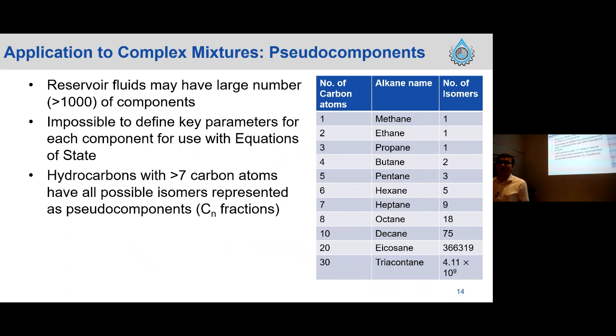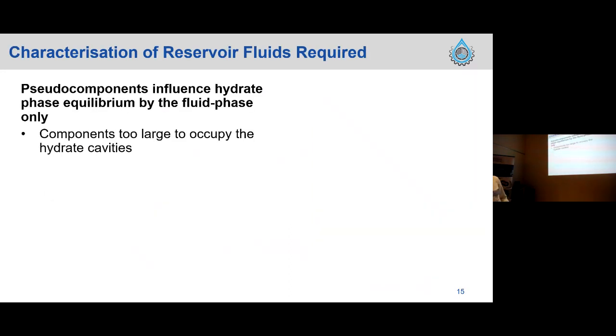And so why do we care about these components? How is this relevant to hydrate modeling? As it turns out, these components themselves don't affect the hydrate model directly, and that's because the components associated with these heavier hydrocarbons don't occupy the hydrate cages. But they do influence the hydrate phase equilibrium by changing the properties of the fluid phase. So how the methane and the propane will interact with the heavier hydrocarbons will affect the resulting hydrate equilibrium. And so proper characterization of those heavy hydrocarbons is necessary to capture hydrate phase equilibrium when you have those heavier hydrocarbons present.